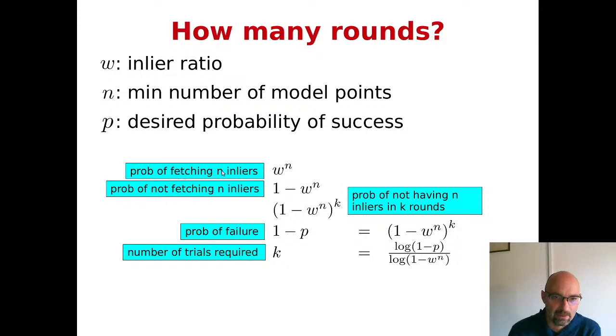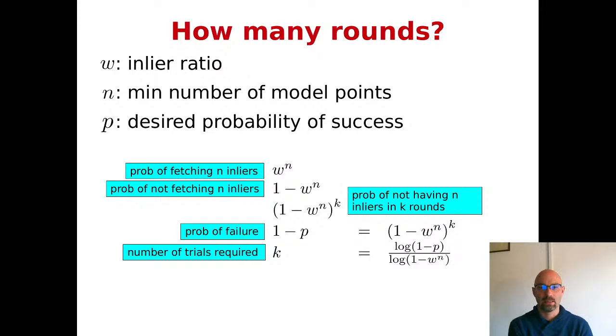Accordingly, if this is the probability of fetching n inliers, 1 minus W to the power of n will be the probability of not fetching n inliers. And this is just for one round. So at one round, I fetch n inliers. They will be correct with probability W to the n. They will be wrong with probability 1 minus W to the n.